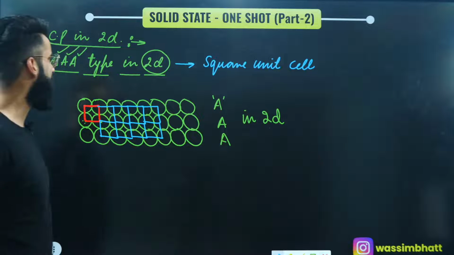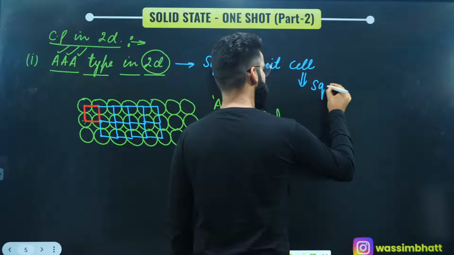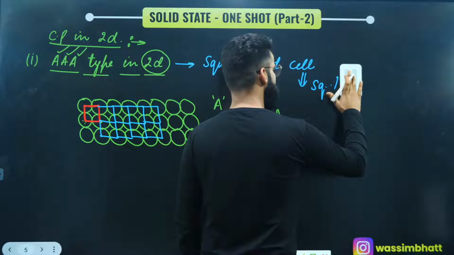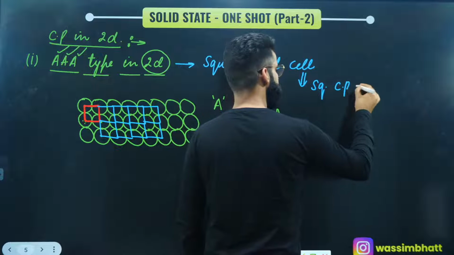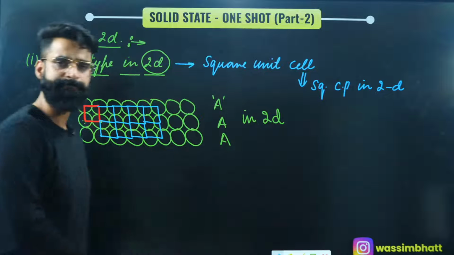That's why this packing is also called square close packing in 2D. It's also called square close packing in 2D. I'm sure it's clear till here, right?